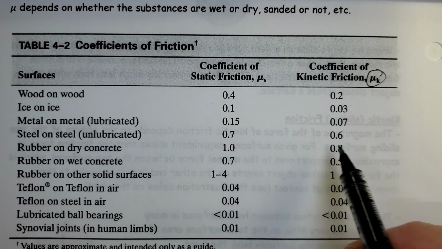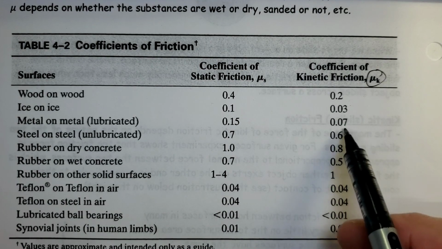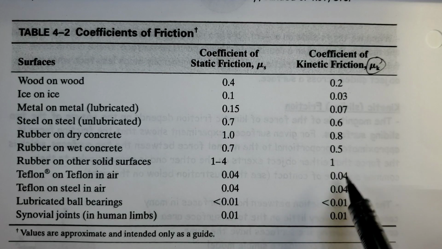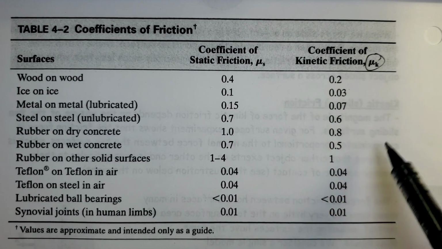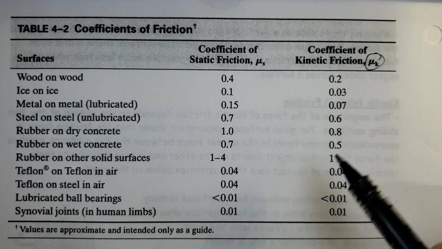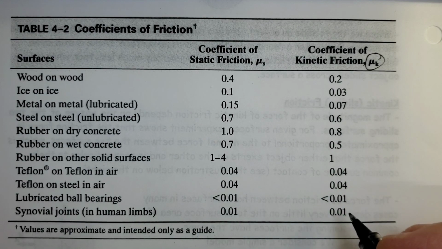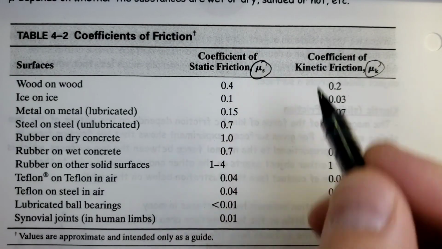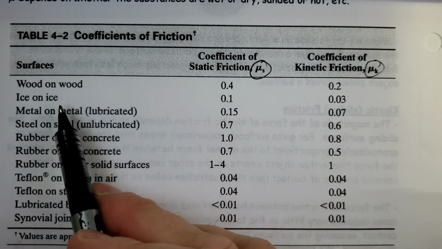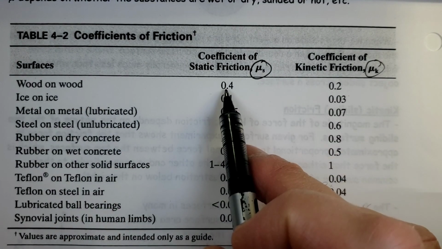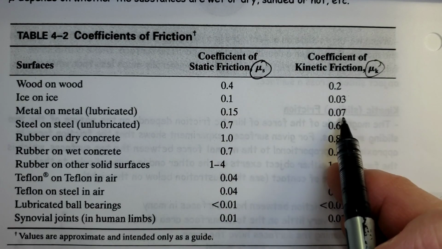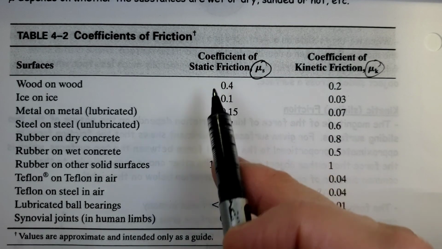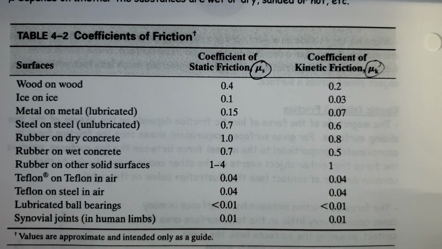Steel on steel unlubricated, 0.6. So you can see more friction when non-lubricated. Rubber on dry concrete, etc. Okay, so there are some values and scenarios here that show the amount of friction. And of course, the next part involves this. If you look at the scenarios here, 0.2, 0.4, 0.03, 0.1, 0.07, 0.15, this is static friction, or friction required to get an object moving.